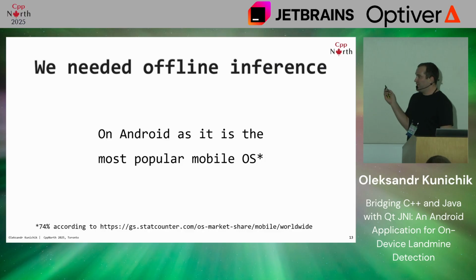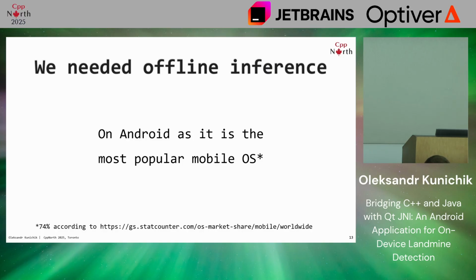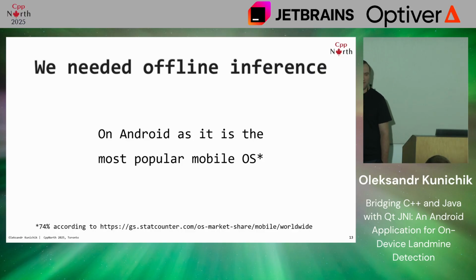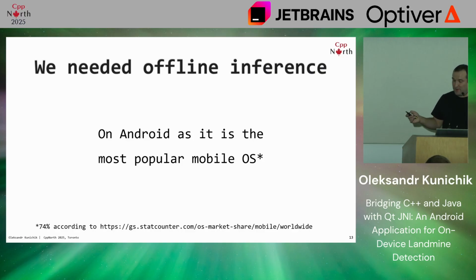So we used HTTPS requests through the cloud, but deminers usually work out in the field and there is no internet. There is rarely even cell phone coverage. So we needed offline inference. We chose Android because Android covers 74% of all mobiles worldwide.